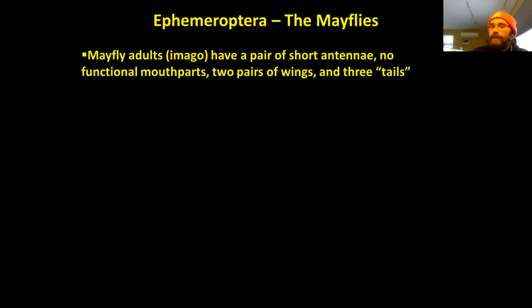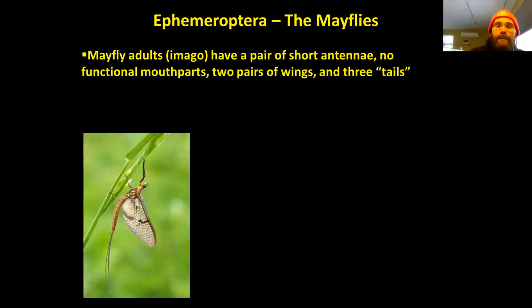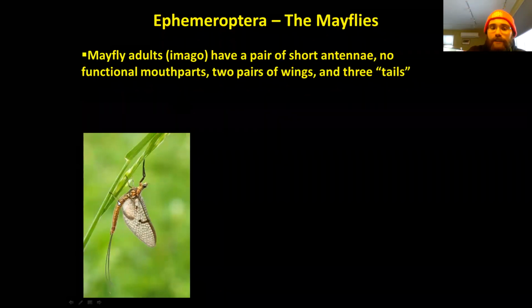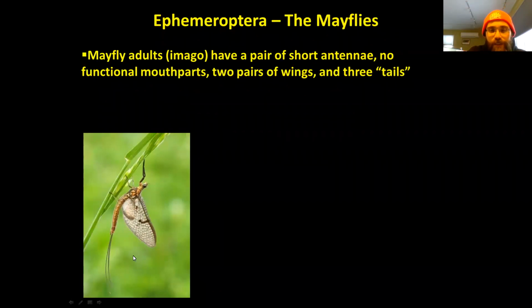Mayfly adults, so the imago, have a pair of short antennae, which you can see right here. They have no functional mouth parts, so they're not feeding or eating anything. And they have 2 pairs of wings, which you can see right here. And they have 3 tails, so 1, 2, 3, at the end of their abdomen.